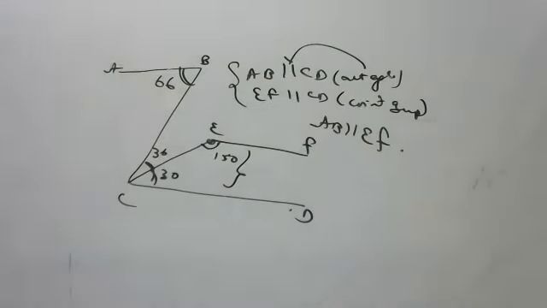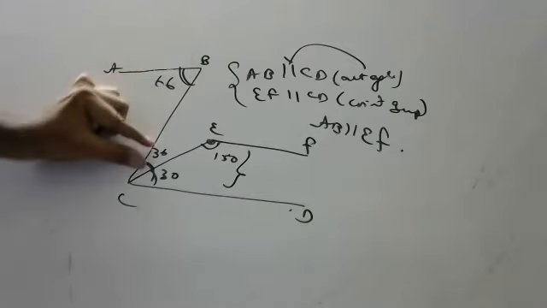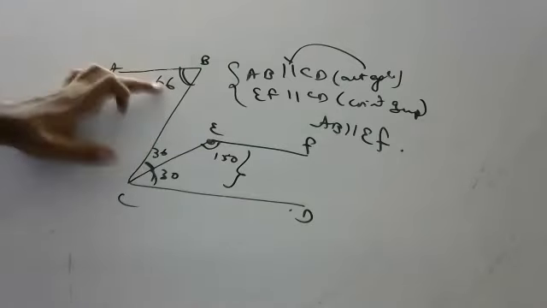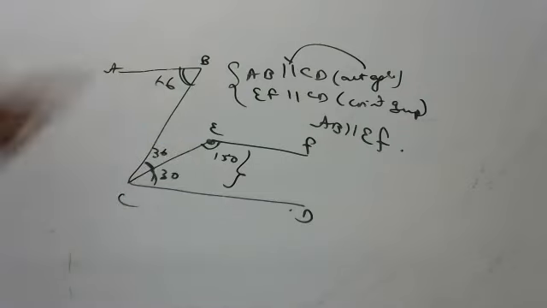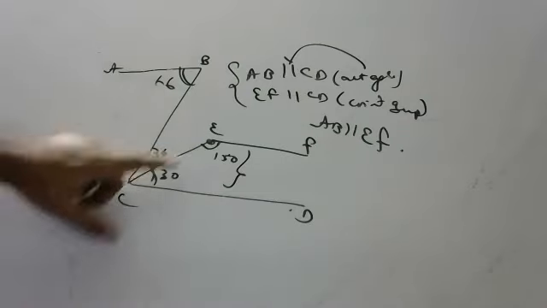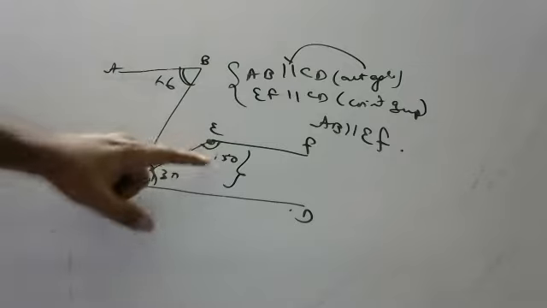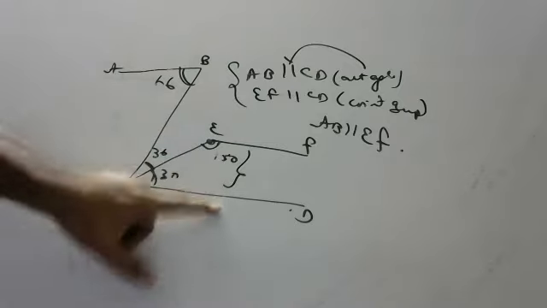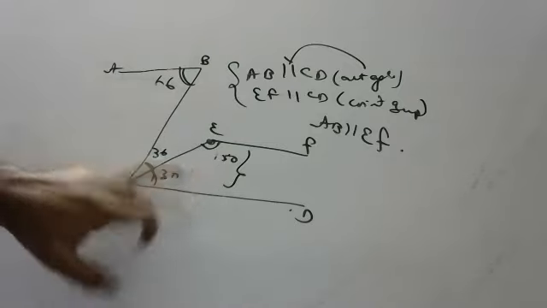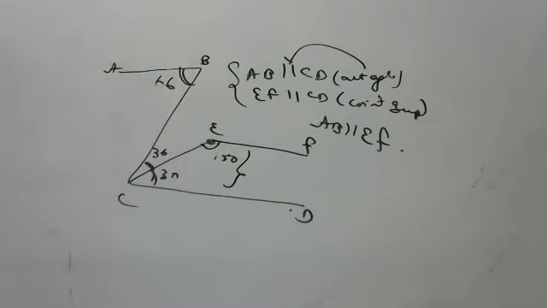That's all. Are you able to understand, children? Those who didn't understand, listen. This is 66, this also 66. As alternate angles are equal, AB is parallel to CD. 30 plus 150 is 180. Co-interior angles are supplementary, so CD is parallel to EF. AB is parallel to CD, CD is parallel to EF, therefore AB is parallel to EF.